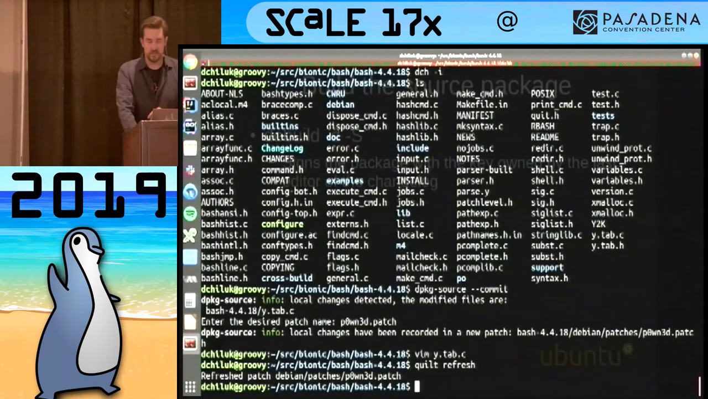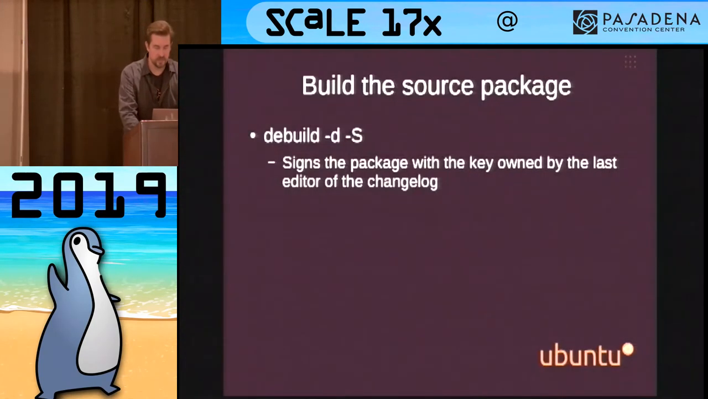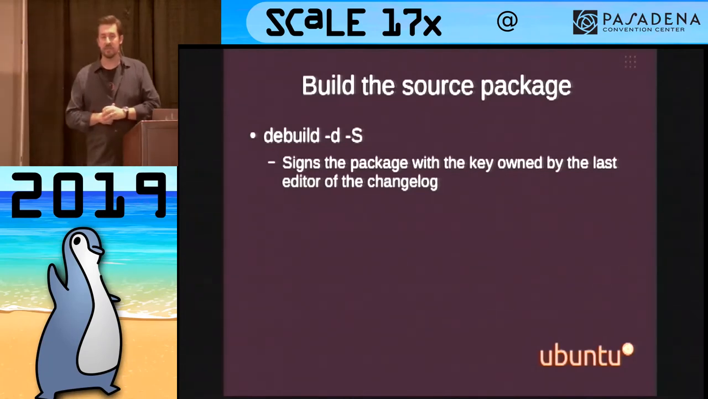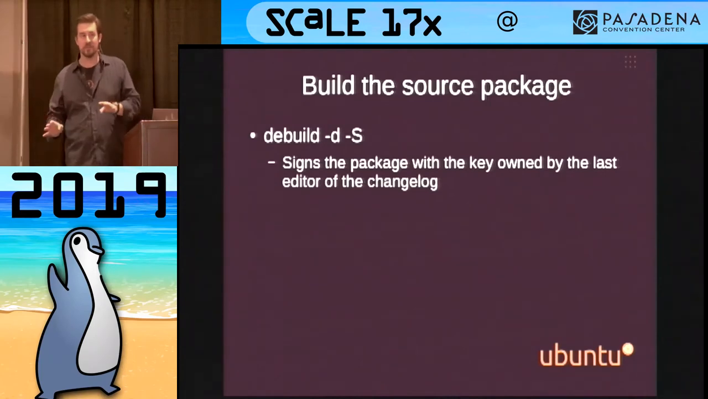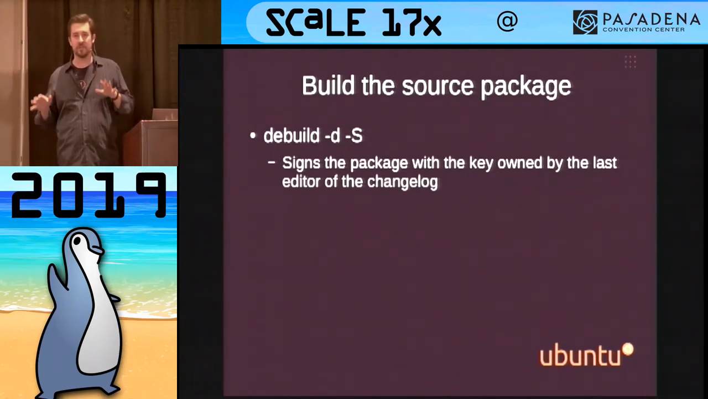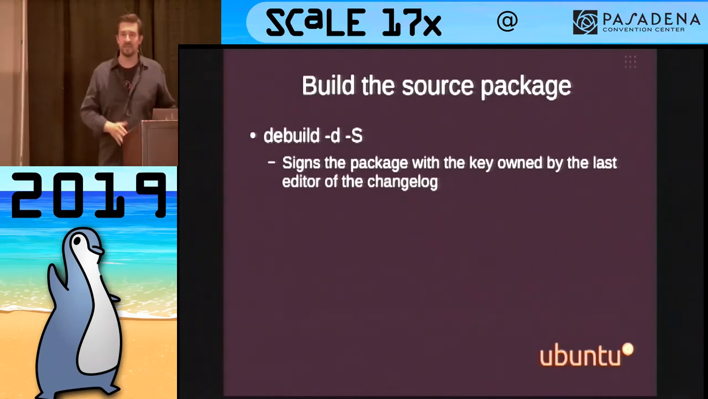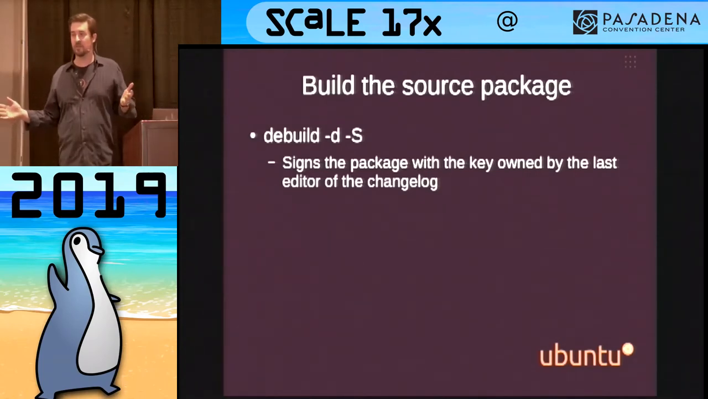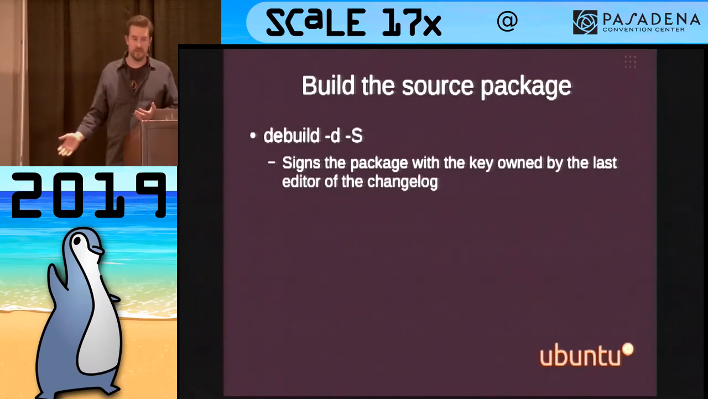So the next thing you need to do is build the package with dbuild -D and -S. The -D is going to say ignore build depends. The reason you want to do this is because you do not want to build packages on your machine directly. You always want to have it in a container of some sort, because otherwise you're just going to muddy your machine with a ton of packages and not be able to get rid of them.